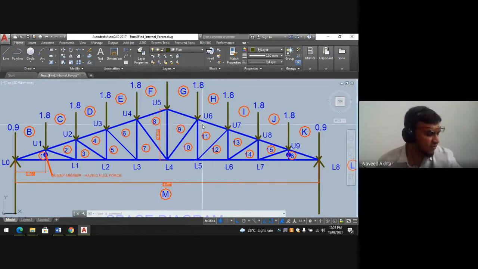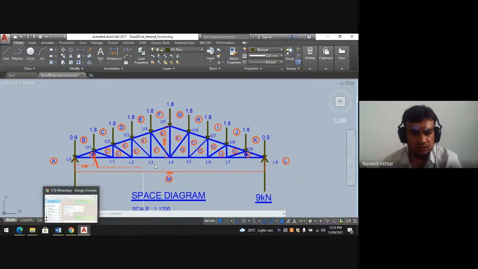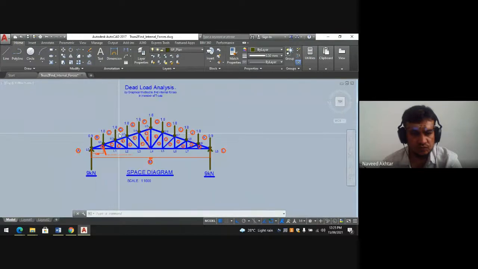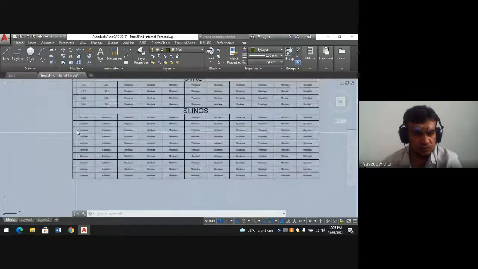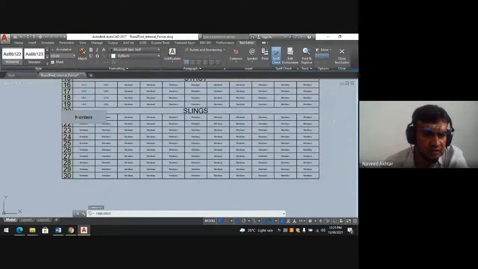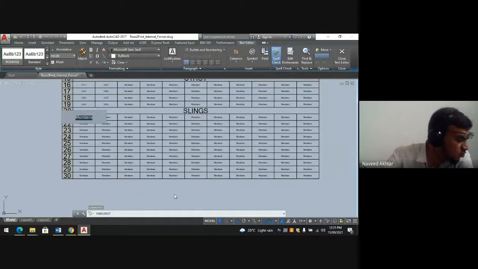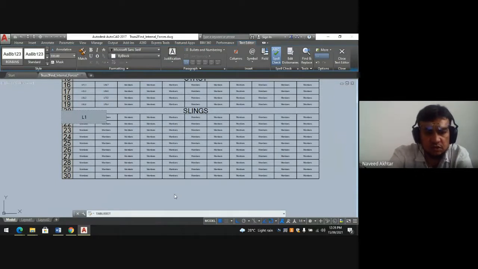Okay, so I will take the ceiling. This is the vertical member of the truss. They are called ceiling. I will write down ceiling. Ceiling sizes, write down. U1 L1, U2 L1, U2 is the same as L7 U8, L7 U8.